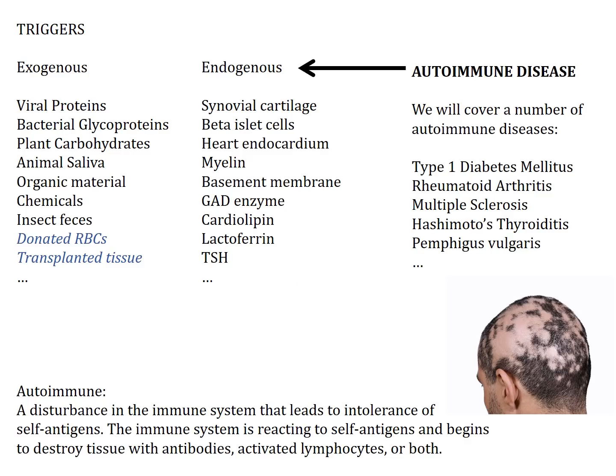All right, back to triggers. Remember, triggers can be bacteria, but triggers can be anything. When it's a bacteria, we tend to get pus. Usually means we're going to treat that with antibiotics, but not all inflammatory processes need to be treated with antibiotics because many inflammatory processes are not due to infectious bacteria. They're due to viral proteins, they're due to plant carbohydrates, animal saliva, chemicals, right? A lot of different things can cause inflammation.